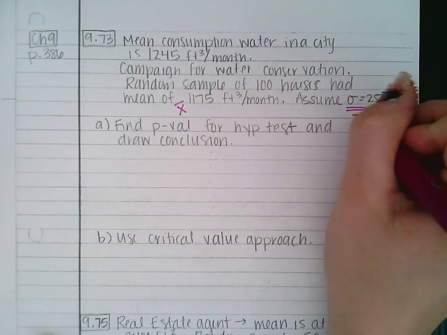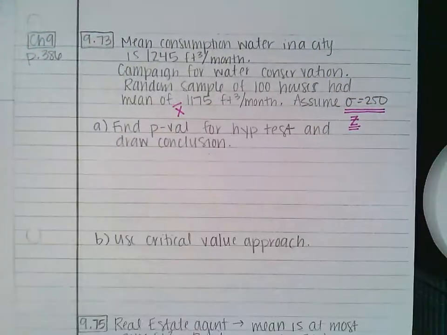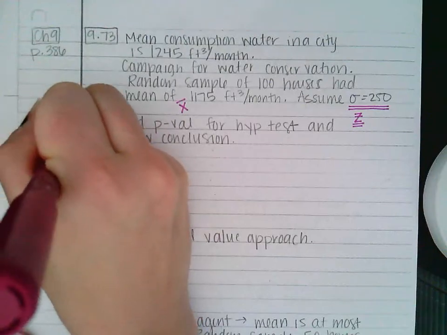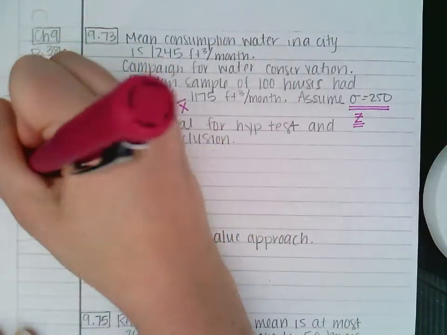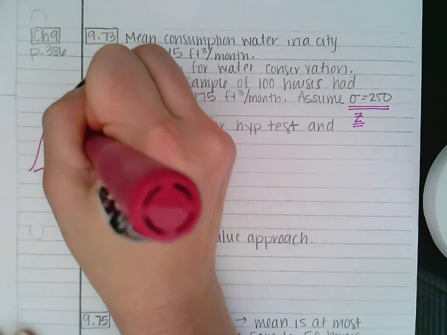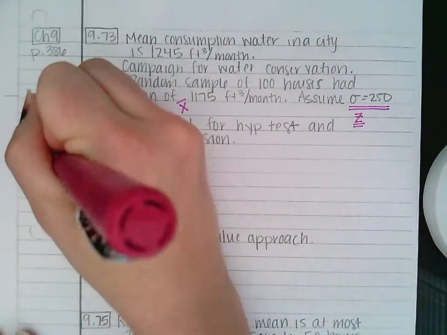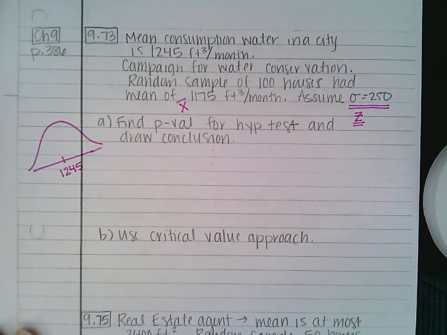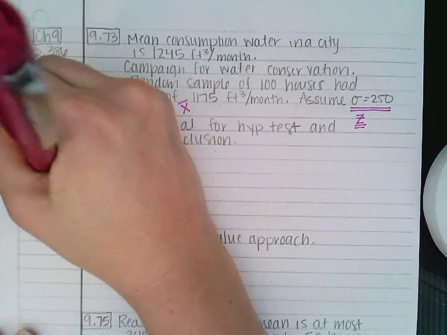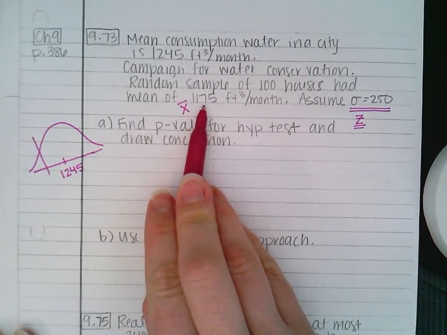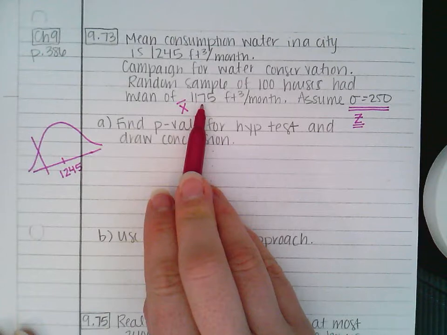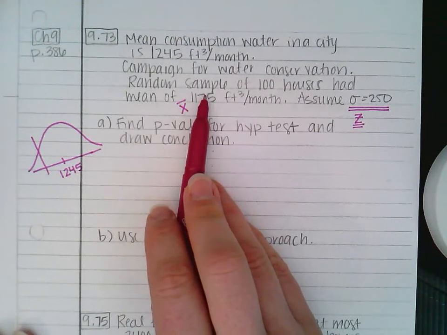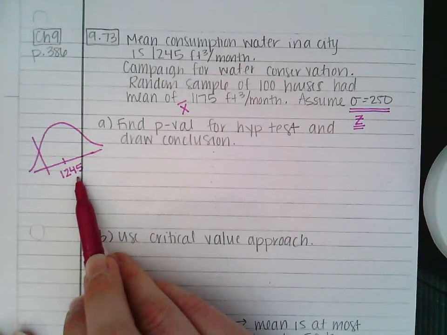Since I know the population standard deviation, I can use the Z distribution. Okay, find the p-value for this hypothesis test and draw the conclusion. All right, so in the question it says, hey, did the water conservation stuff help? So if my current center is 1245, do I have significant evidence that 1175 is so much lower that this campaign actually helped and the mean is actually now lower than 1245?